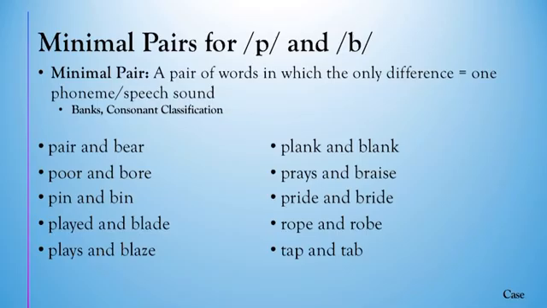A minimal pair is a pair of words in which the only difference is one phoneme. Some examples of minimal pairs for P and B are pear and bear, pour and bore, pin and bin, played and blade, plays and blaze, plank and blank, praise and braze, pride and bride, rope and robe, as well as tap and tab.